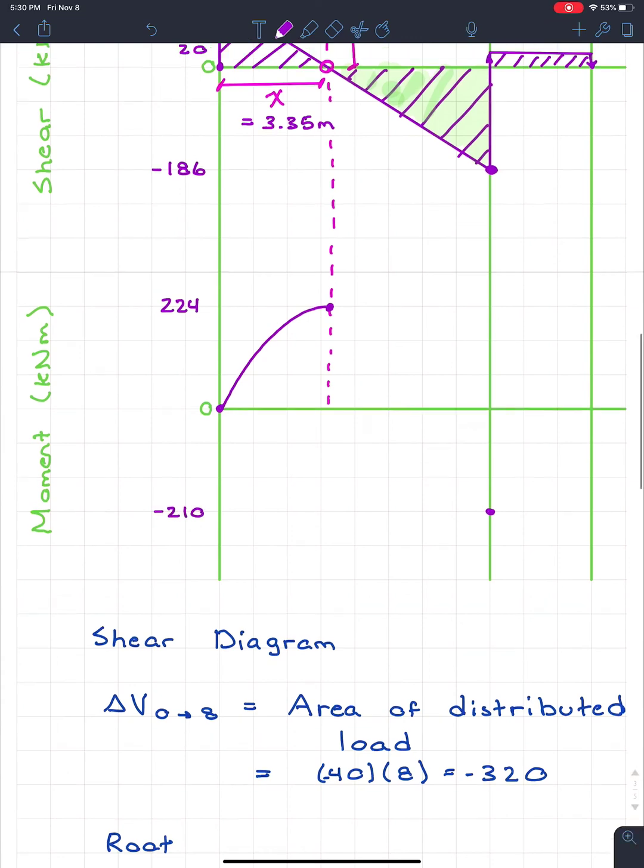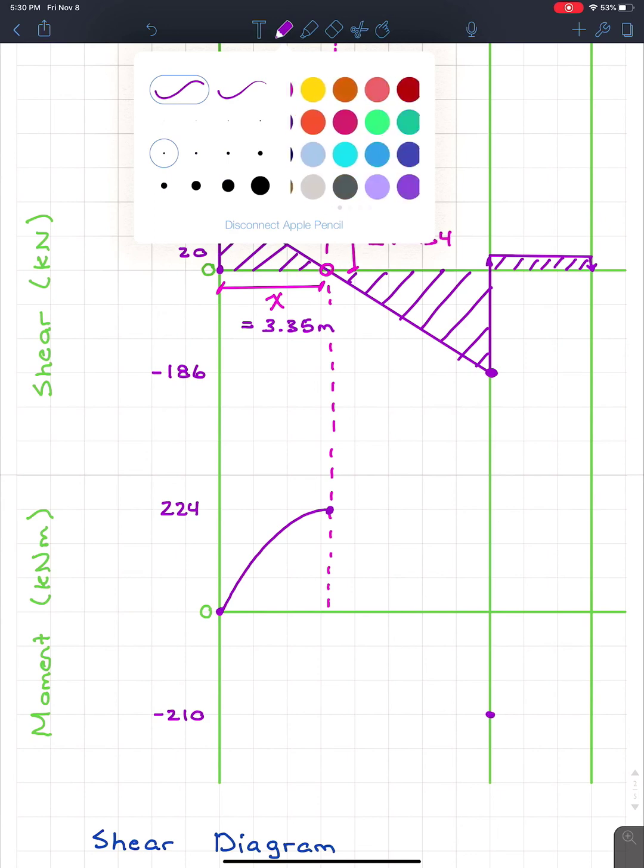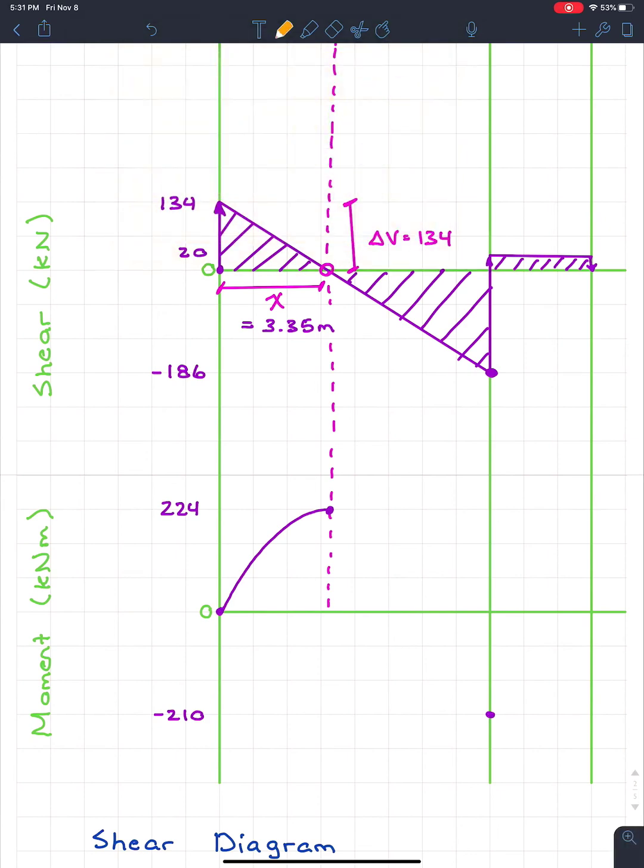Again, our shear between those 2 points is linear, so we know that our moment is going to be parabolic. And the way do we find that? What's the best way to find that? Well, I'll just go orange. I know that my slope at x equals 3.35 is going to be 0. We just talked about that.